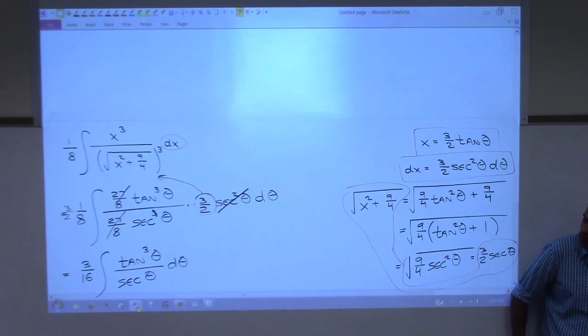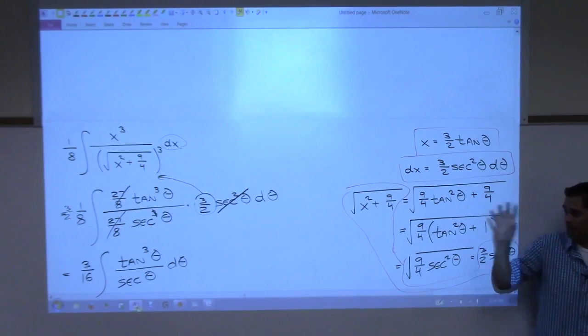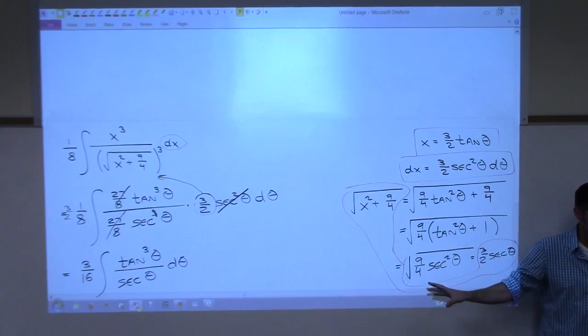Do you peel a tangent out? You might be able to pull a tangent out. You could do a u substitution. What would your u be? Secant theta? But wait a minute, what's the derivative of secant theta? Secant tangent, I don't see a secant on top. You could go sine and cosine. There are 2 or 3 different ways you could do this problem. But you see that after all this work, we have finally got it down to a trig integral.